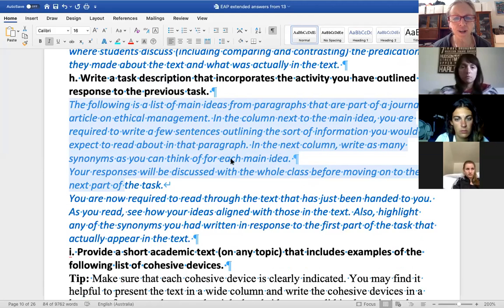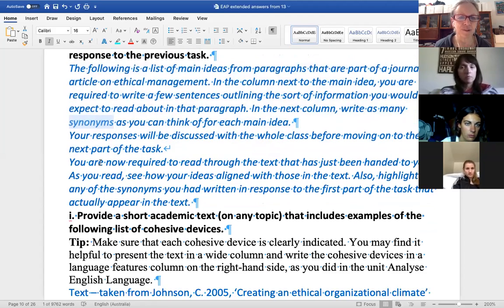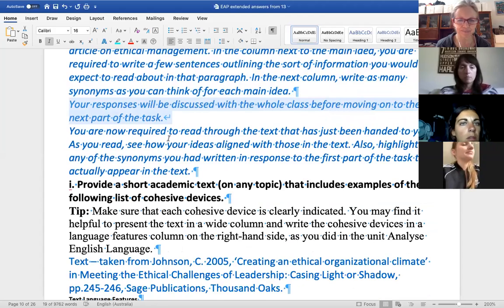In the next column, write as many synonyms as you can think of for each main idea. So what you expect you might read, and the next one, the main ideas, but you will paraphrase in your own words. Synonyms are similar words to whatever word has come up. Your responses will be discussed with the whole class before moving on to the next task.